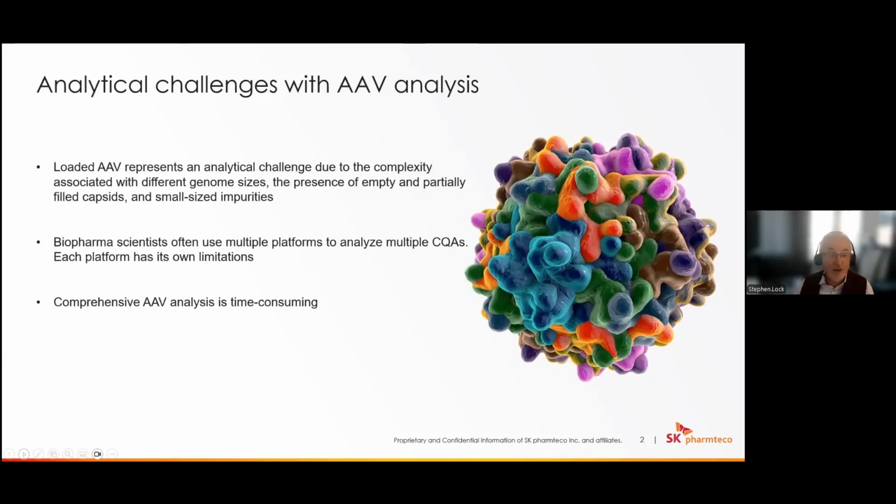You tend to find that biopharma scientists often use multiple platforms to analyze multiple CQAs, or critical quality attributes. And really each platform or technology used has its own limitations. And obviously the industry requires comprehensive AAV analysis to make sure they're safe for consumers or patients to use. And this is time consuming.